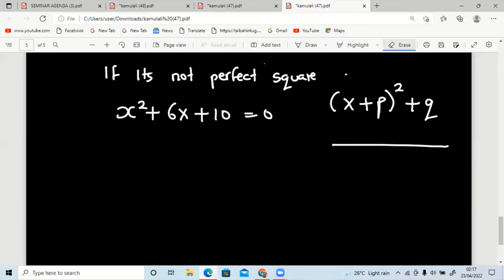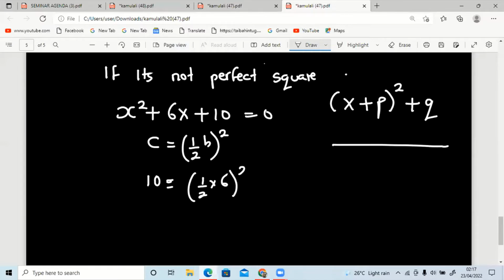Now, with the next thing, because we have said that it's not a perfect square, we know that C is equal to half B, but all of it what? Squared. So what is our value of C? 10. C is what? 10 equals to a half times B, which is 6, all of it squared. And when we work out this, by 2, 1, by 2, 3. So you get 3 squared. And is 3 squared the same as 10? No.